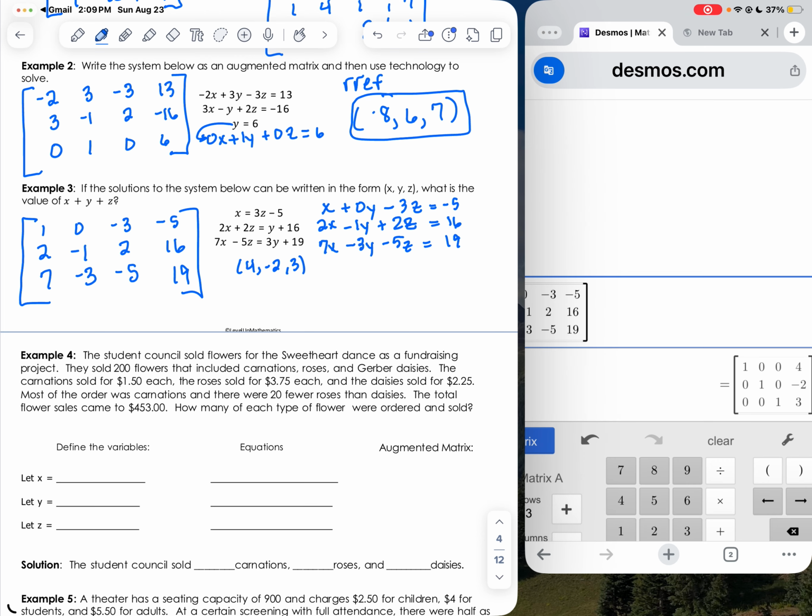But this problem did not ask me just to find the solution. It wanted to know what is the value of x plus y plus z. So I want to take 4 plus -2 plus 3. So that would be 2 plus 3, which would be 5. So x plus y plus z equals +5.